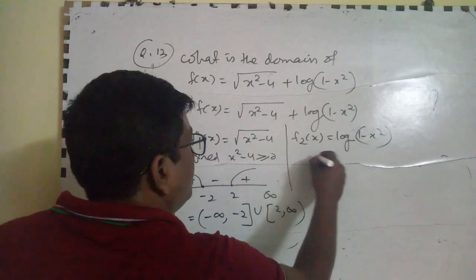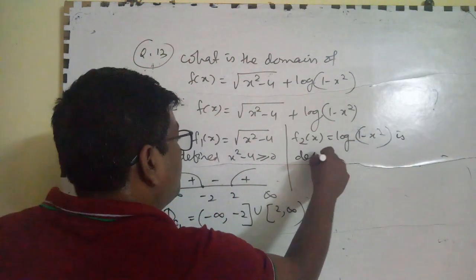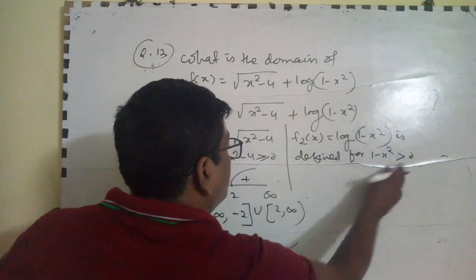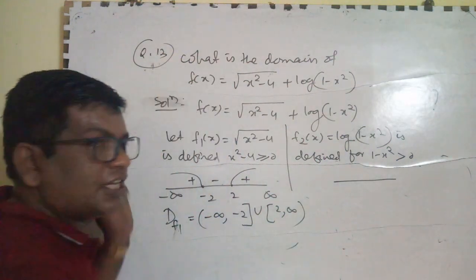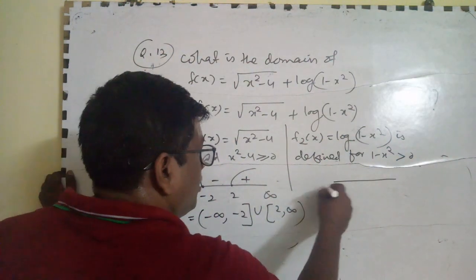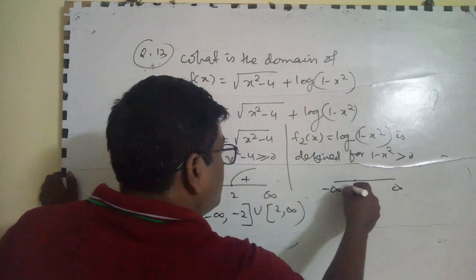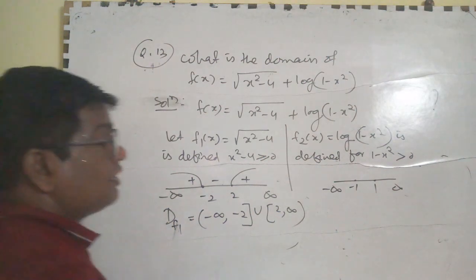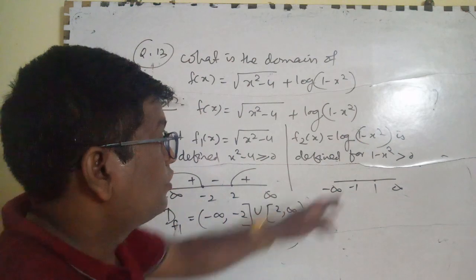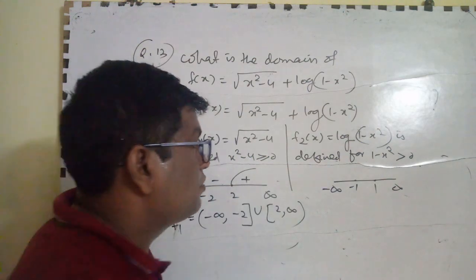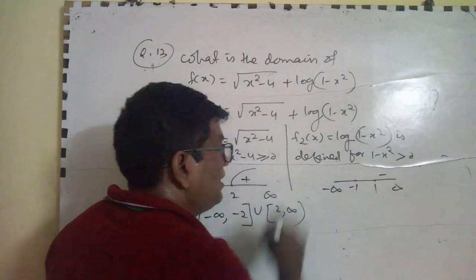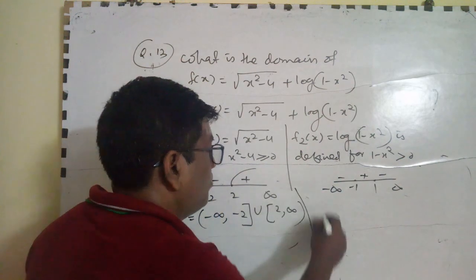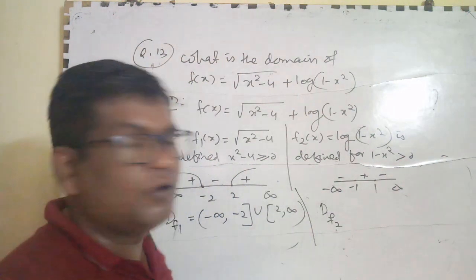Now this is defined for 1 minus x square greater than 0. Solving this, 1 minus x square equal to 0, we get x is equal to minus 1 and plus 1. This is minus 1 and this is plus 1. What is the sign rule? Sign rule is coefficient of x square minus, so put minus at the right side, minus plus minus, but we require plus. Dom f2 equal to what?